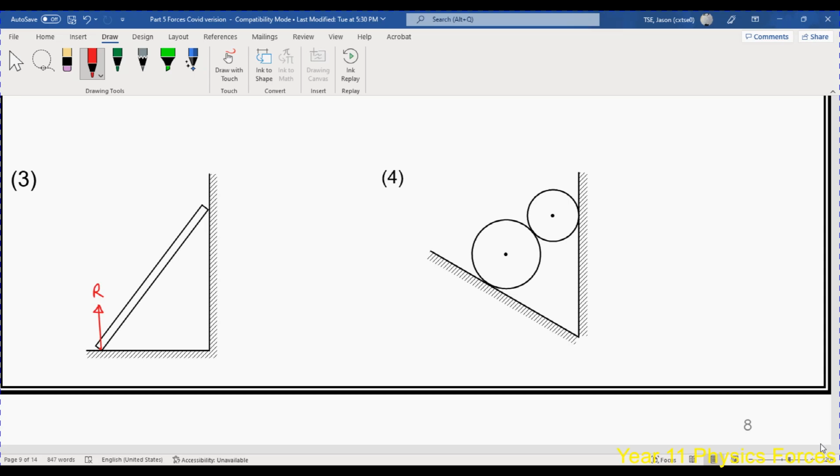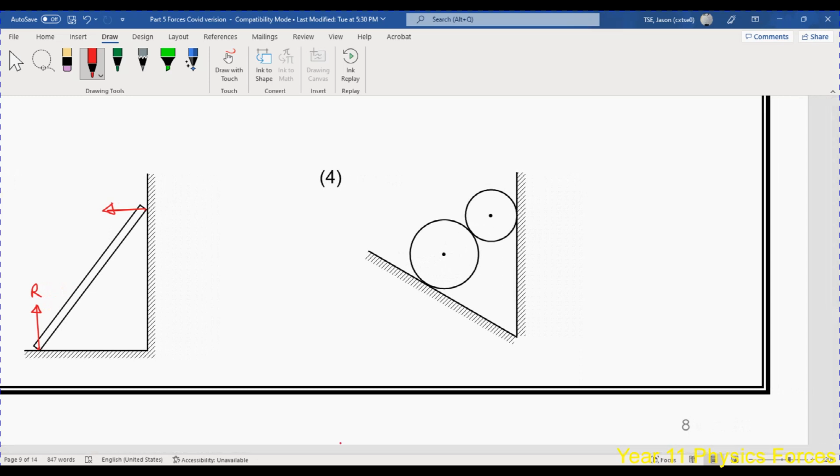Just one normal reaction? No. How about here? Another normal reaction here. How many normal reactions here? Think about this. I give you possibly 1 minute to draw it. All right, think about this. Can you draw it?